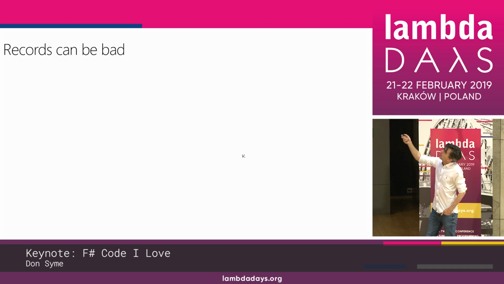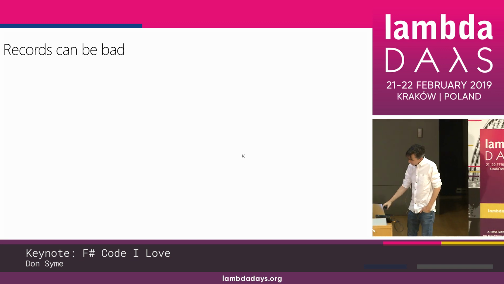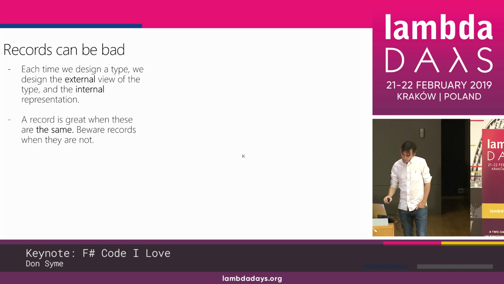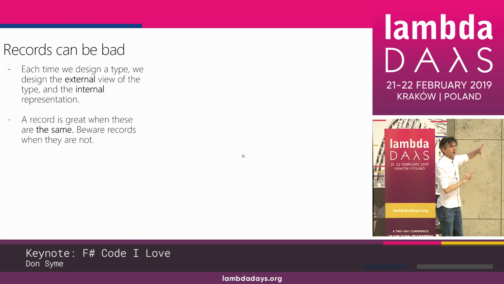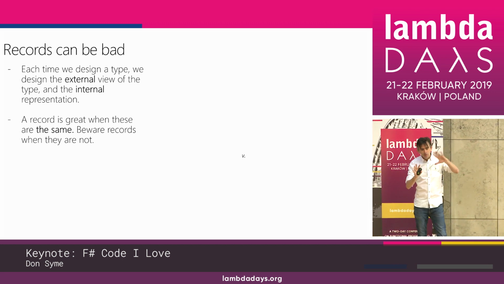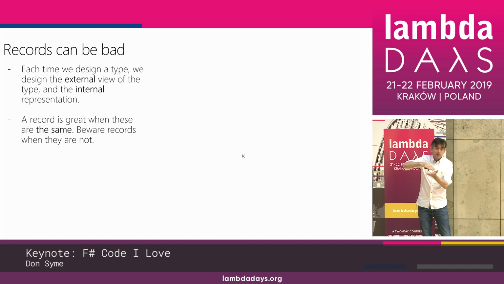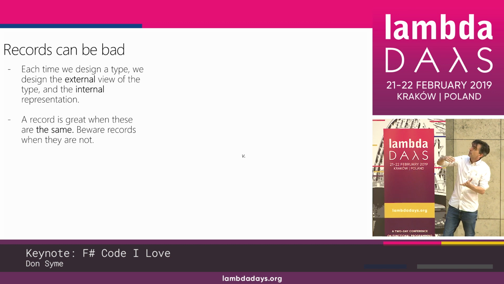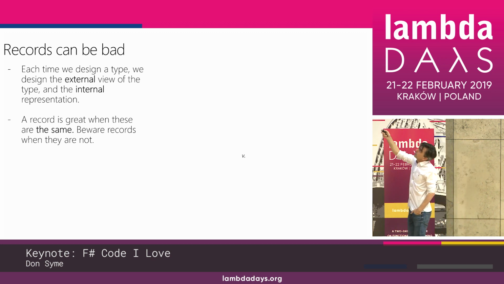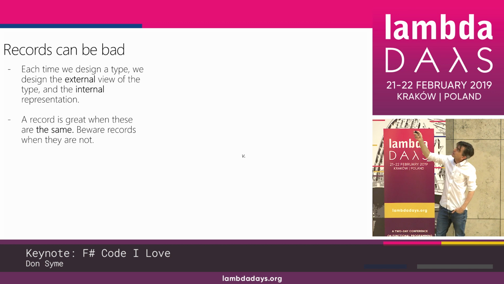Okay, and now let's start talking about data representation in records. So F# supports record types, but it also supports object types. And it also supports record types where you can extend the set of available operations to include extra members, extra outputs from the record type. So every time we design a type, we design an external view and a sort of internal representation.